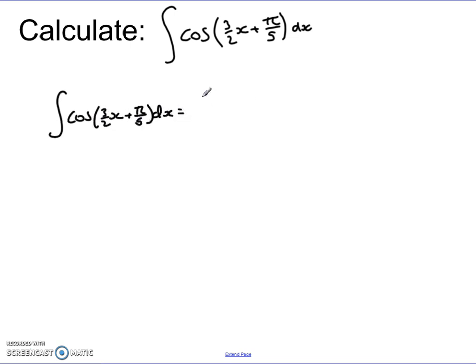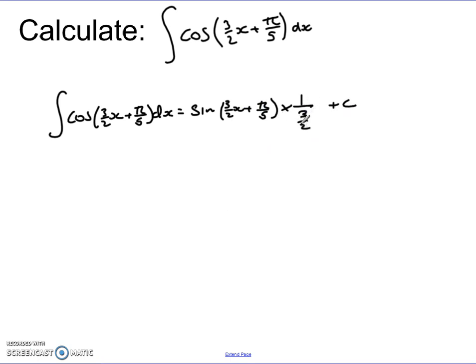Again, it's the same process. Integrate the trig function part first, and then this bit in here. So the integral of cos is sine, so we get sine of 3 over 2 x plus pi over 5. Keep that bit the same. We then multiply it by the derivative of this in here underneath the 1. So remember, it's a fraction, so it's 1 over the derivative of this. So it's 1 over 3 over 2, then plus c.